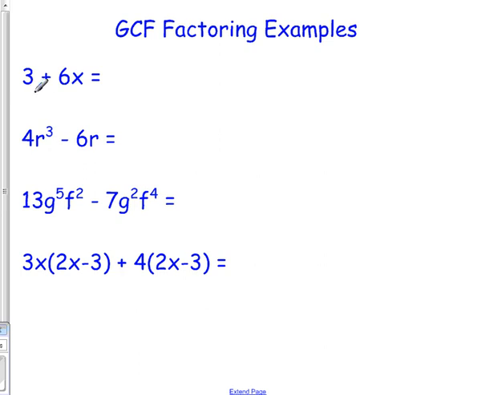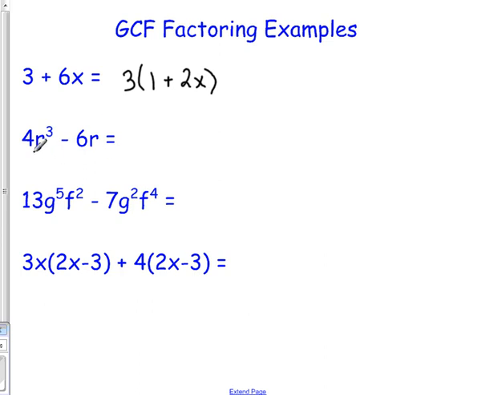So what is in common in both of these terms? Well, I know 3 is divisible by 3, and 6 is divisible by 3. So I can take out a 3. And then what's left over, if we do 3 divided by 3, that's 1. Plus 6 divided by 3 is 2, so it would be 2x. And the way to check is you distribute the 3 in. You get 3 plus 6x, and that's what you want.